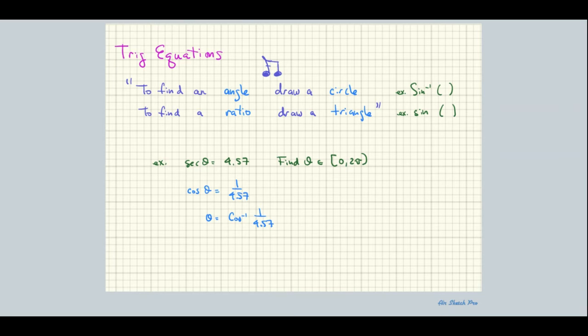So get your calculators out and find the arc cosine of 1 over 4.57. Okay? So you punch it in, and it tells you 77 degrees. And then you remember the professor said radians. So you switch yourself over to radians, and then you calculate it again, right? So what do you guys get when you plug it into radians?